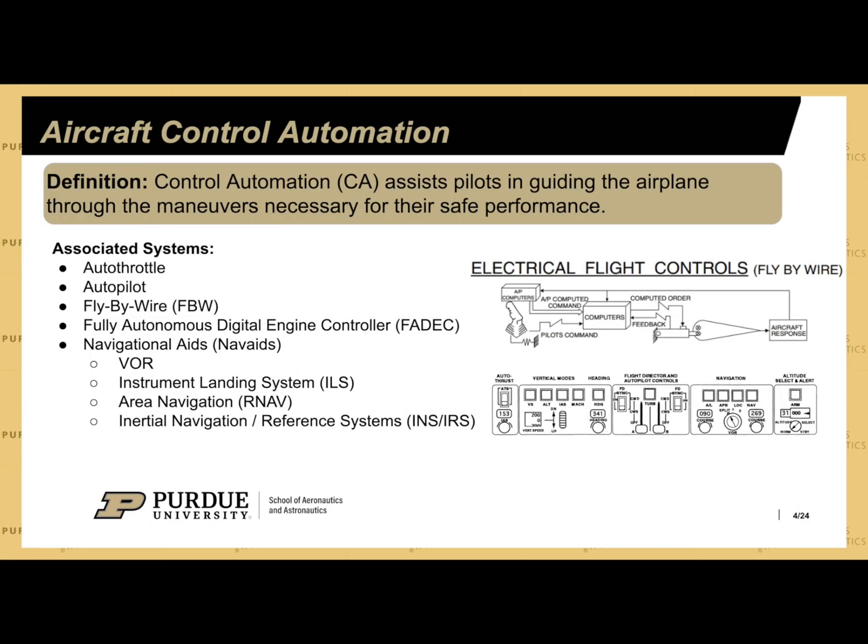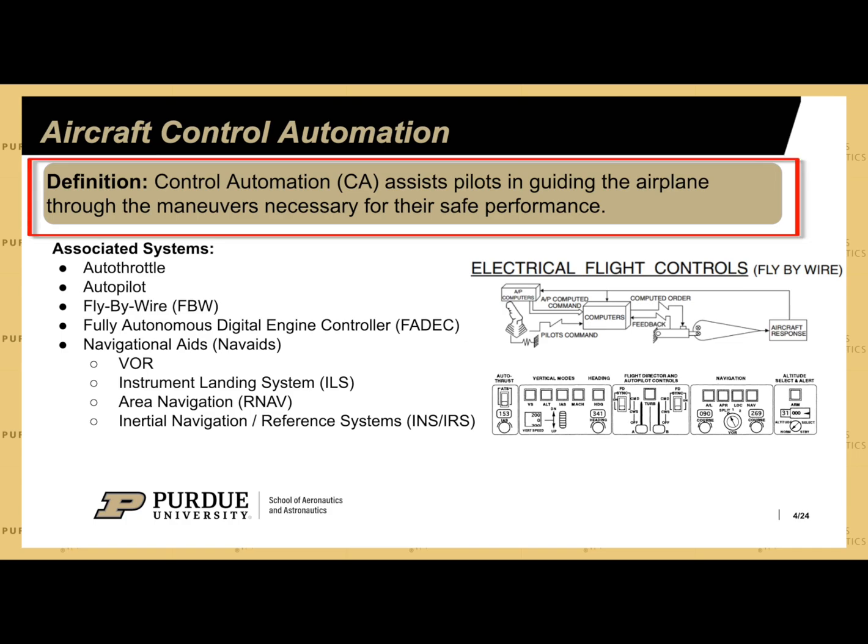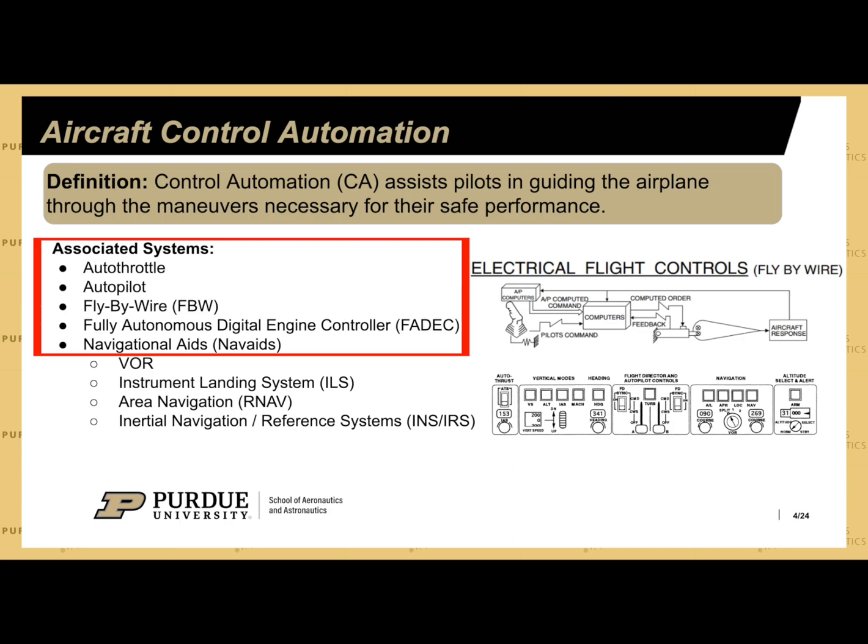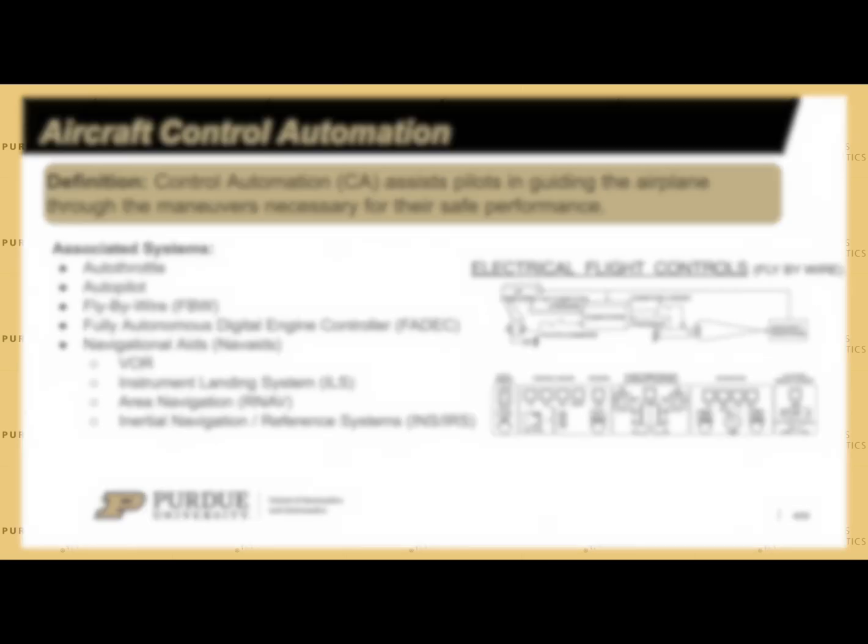Before we get into looking at actual accidents, we researched the current state of automation in airplanes to better understand how these systems can contribute to accidents. We grouped automation into three categories: control automation, information automation, and management automation. Control automation assists pilots in controlling the aircraft through maneuvers necessary for their safe performance. The main systems associated with control automation are auto throttle, the fly-by-wire system, and the nav-aid system. Through using these control automation systems, pilots can decrease their workload, limit physical exertion, and ensure that they don't push the aircraft past its design limits.